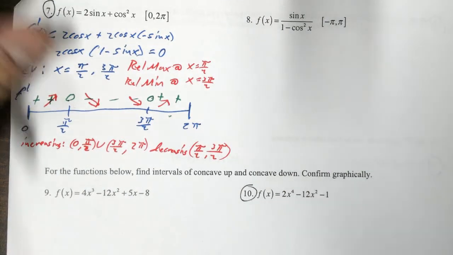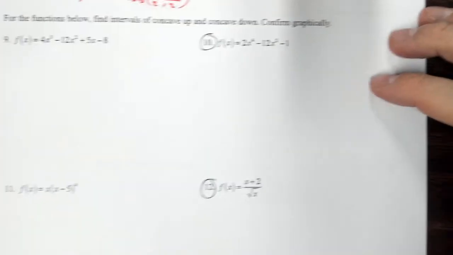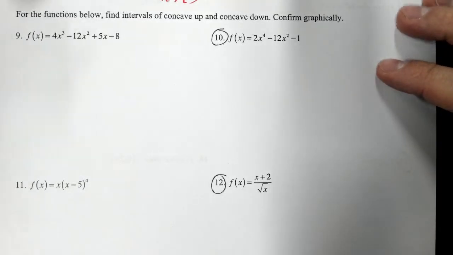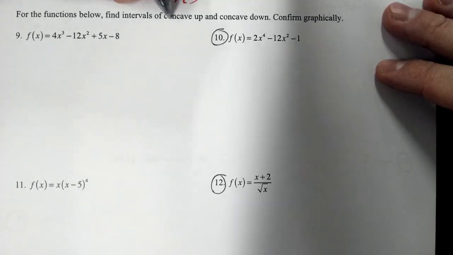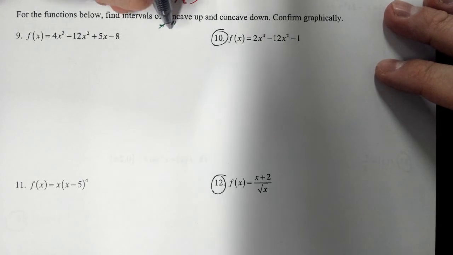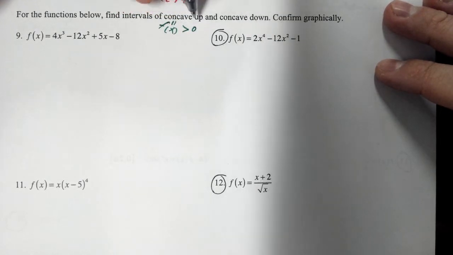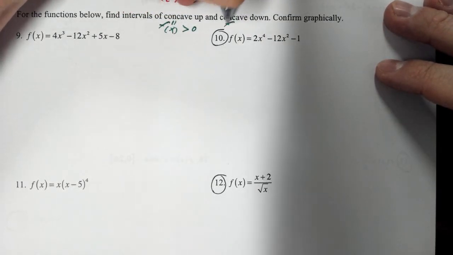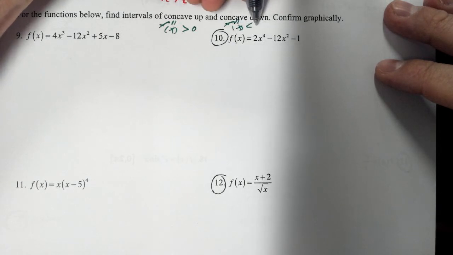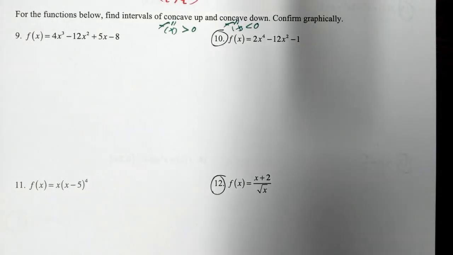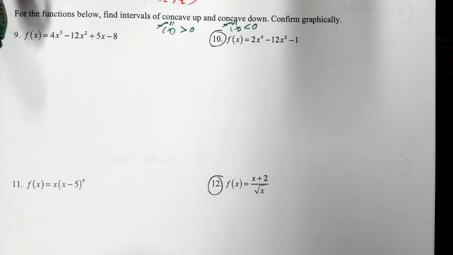Okay, 10 and 12. Now we are looking at concavity. So we're going to look at intervals concave up, concave down. It's concave up when f double prime of x is positive. It's concave down when f double prime of x is negative. And this didn't even really ask for points of inflection, but I'm going to say that as well.